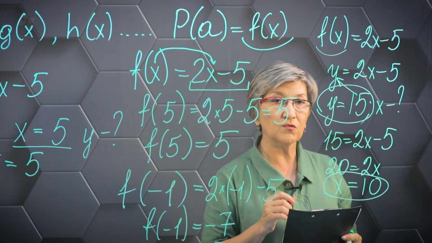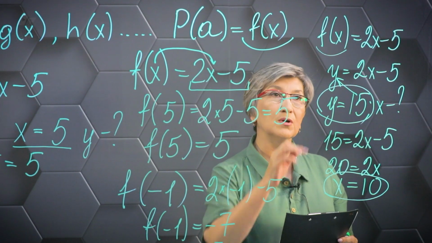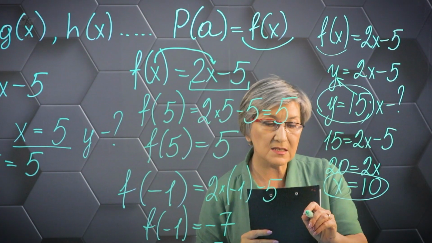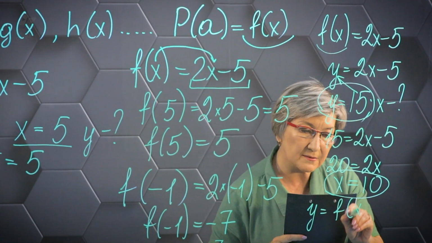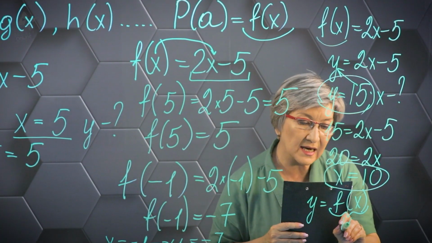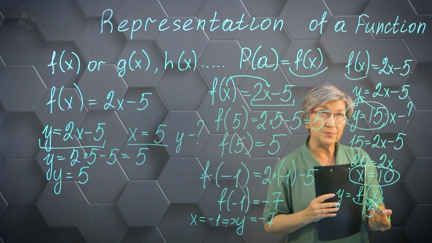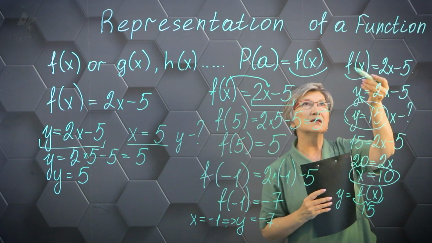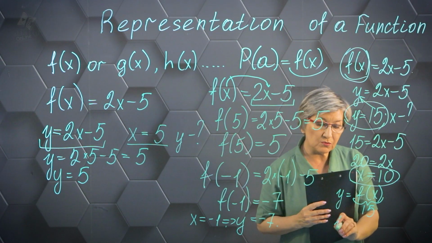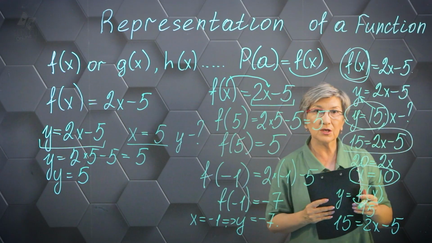If we're talking about a functional relationship, I can think of it another way. If y is equal to 15 and y is f of x, then instead of f of x, I can substitute 15. And if f of x is 15, then the value of y is 15. So instead of f of x, I put 15 instead of this value. And then we have 15 equals 2x minus 5. And we've already used this notation.